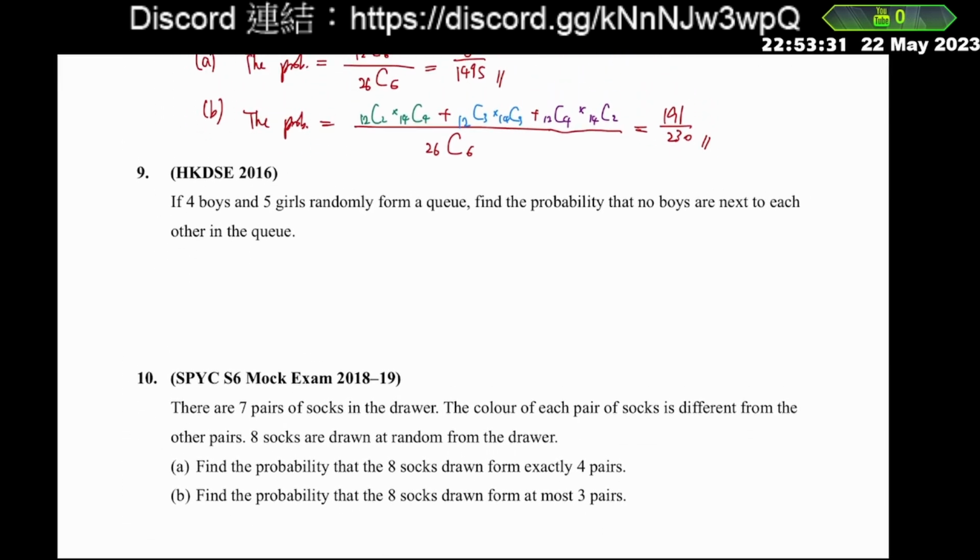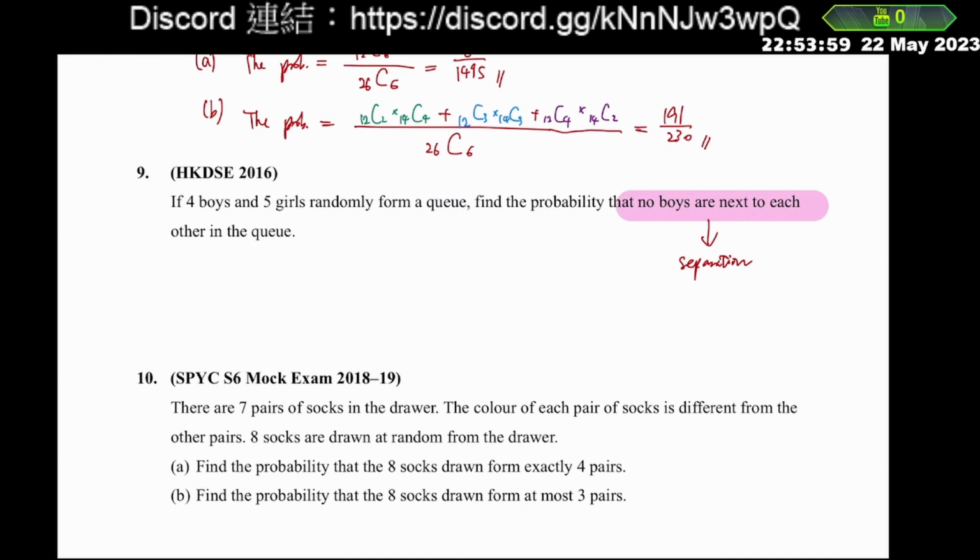Question 9. So it is a DSE 2016 question. 4 boys and 5 girls randomly form a queue, and then find the probability that no boys are next to each other. So I here highlight the keywords again. No boys are next to each other. That is to try to trigger you to remember the question type. It is the separation method.